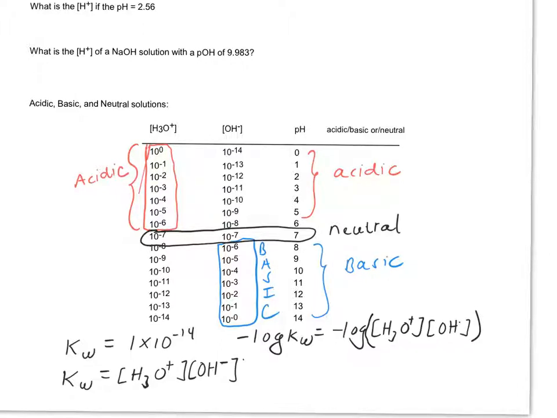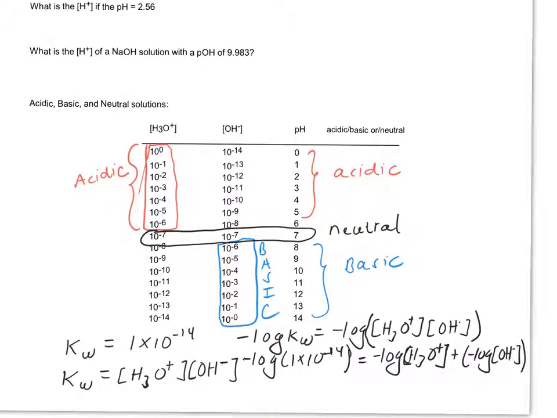Okay, so we're going to take the negative log of 1 times 10 to the negative 14, and that's going to equal negative log of your hydronium concentration plus the negative log of your hydroxide concentration. That's according to the rules for logarithms: if you multiply them, you're actually taking the summation of that product.